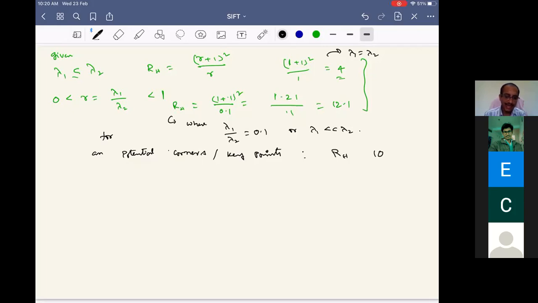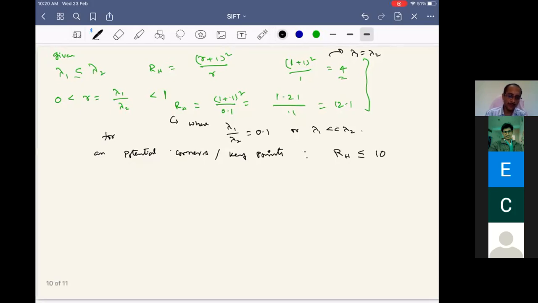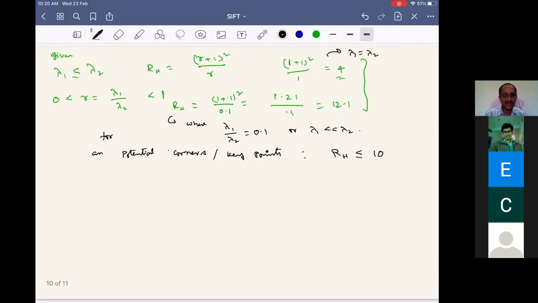Less than. Yeah, it has to be less than or equal to. Because if it is greater, what does it mean? Lambda 1 and lambda 2 differ much. In such case, RH will be higher. So they have put a threshold of 10, and if it is less than or equal to 10, it is considered as a potential key point. So this eliminates the edge pixels from being selected as key points.